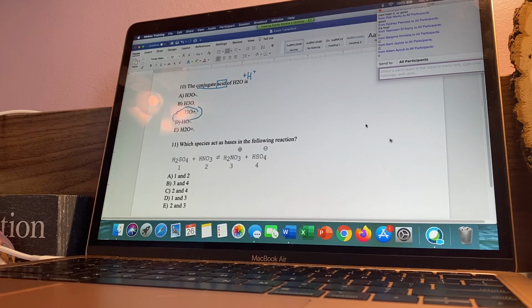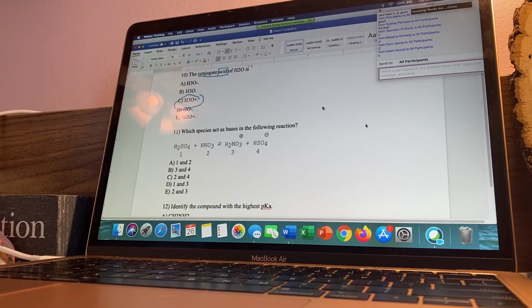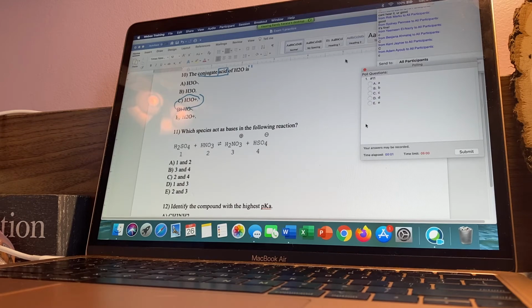What do we think? Am I able to just do that again? Same poll. Okay, so now number 11. So that's going to be is it A, B, C, D, E. Okay. But you're answering for number 11.